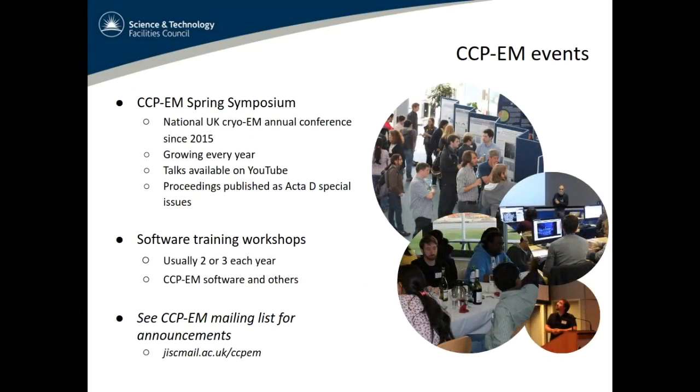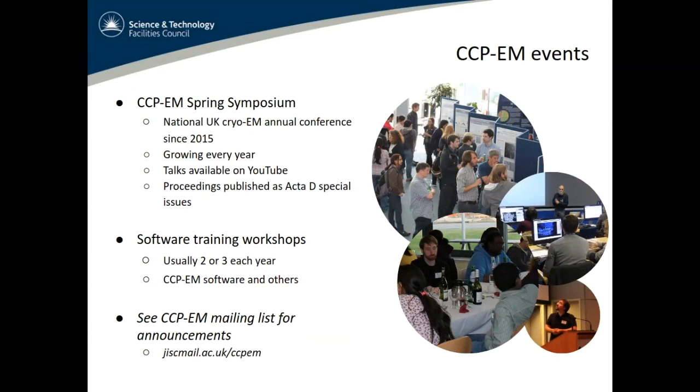Ccp-Em run a number of events each year. We have an annual conference called the Spring Symposium, which hopefully some of you have been to. If not, please consider coming along. It tends to happen around April or May time. It's been growing every year, and the talks from that are recorded and made available on YouTube, and proceedings papers come out in Acta D.